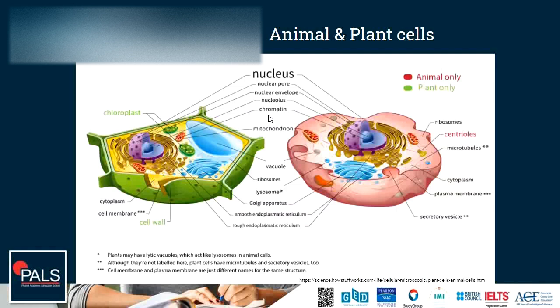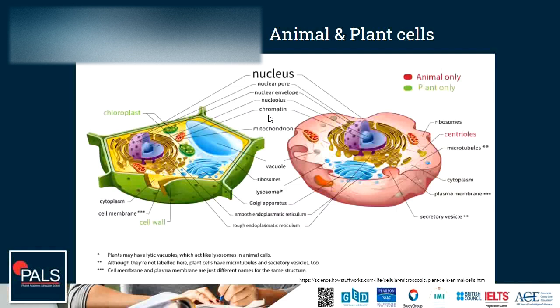We have a quite big difference here. Although both cells have vacuoles, plant cells have a very large central vacuole, which is as well a permanent vacuole. It's always there in plant cells, whereas in animal cells, these vacuoles form temporarily and can then vanish again.